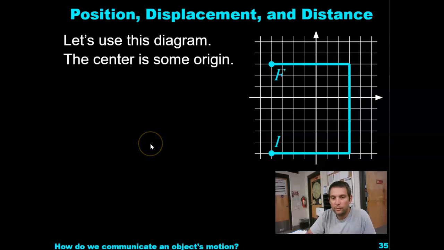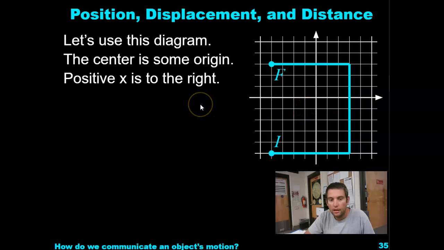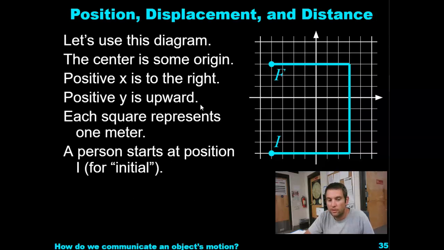Looking at this diagram, we see the center is going to be some origin. Positive x is to the right, positive y is up. Each square represents a meter.